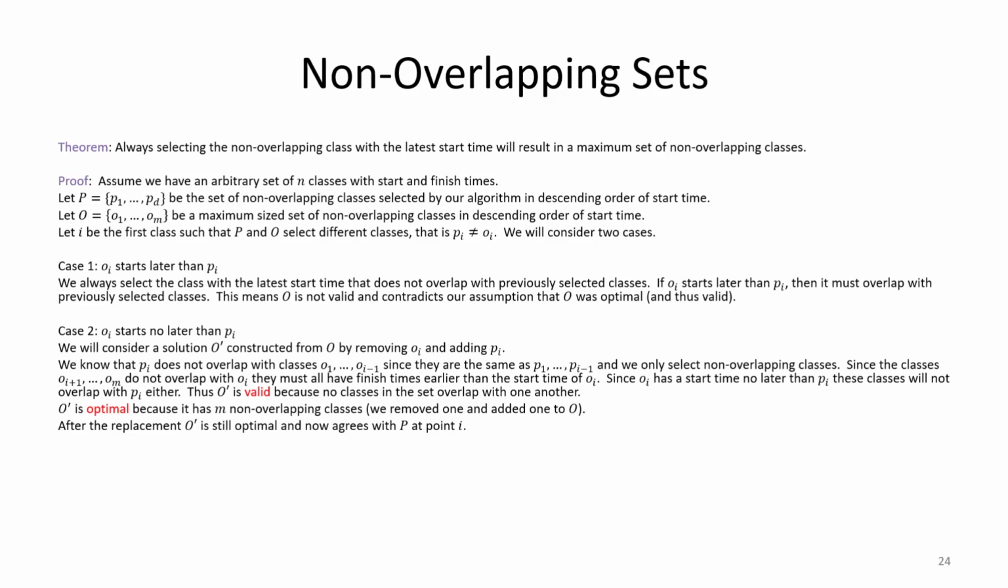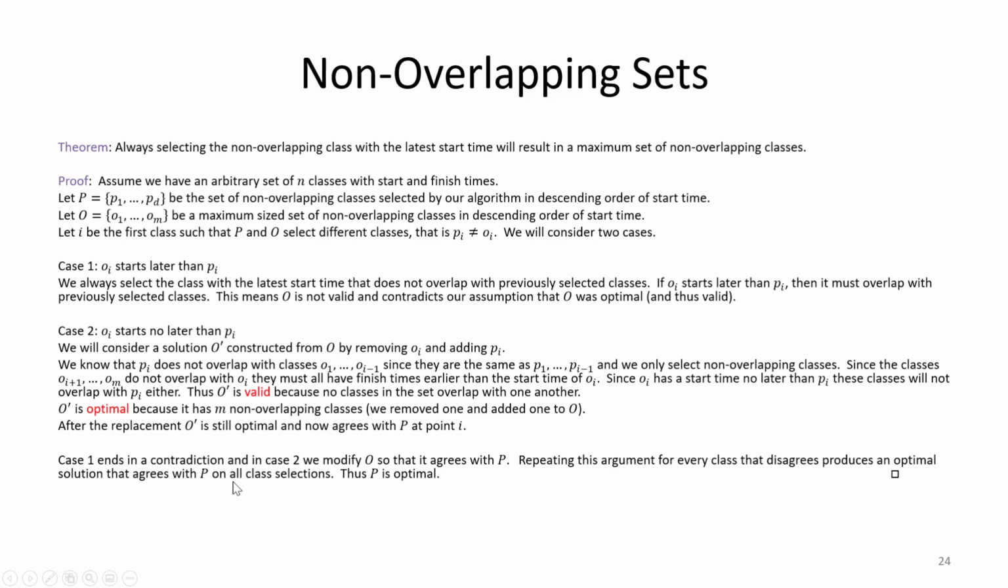Now we're done, but really I usually like to finish by saying we're done. So we're going to say, okay, case 1 was a contradiction, so that'll never happen. Case 2, we said, well, even if the optimal one didn't agree with us, there was an optimal one that did agree with us. So if we repeat that argument enough times, we'll eventually find the optimal solution that agrees with us on all of the choices we've made. Therefore, our solution is one of the optimal solutions.